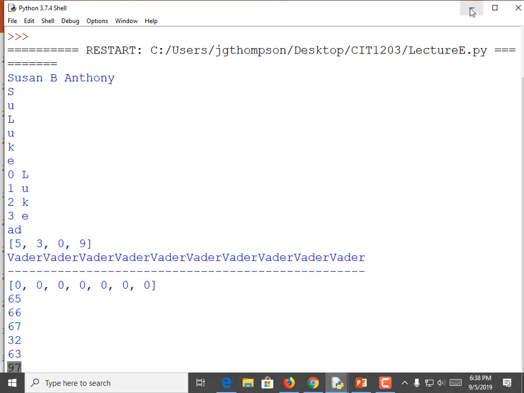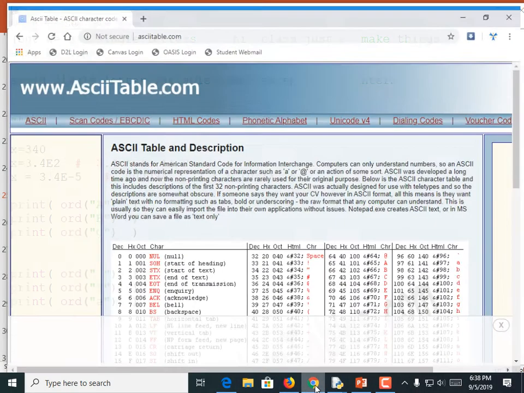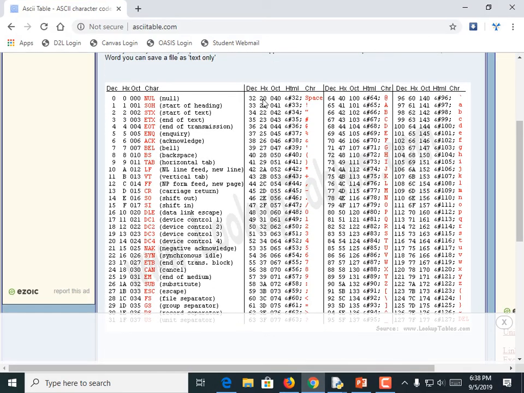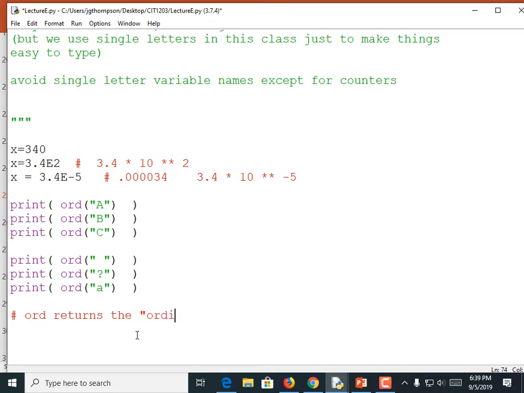I could go to ASCIItable.com and find out whether a space really was encoded as a 32 or not. If I look it up, yep, a 32 is supposed to be a space. A lowercase a is in fact written in computer memory as a 97. And a question mark is whatever it was. So that's the ordinal value of the character. ORD returns the so-called ordinal value, which is just a numeric value, which is just the ASCII or Unicode numeric value.